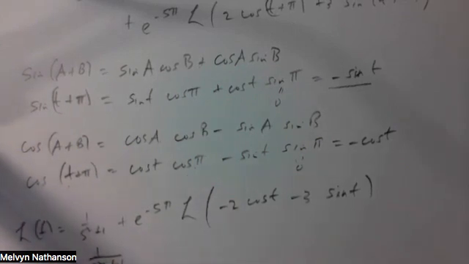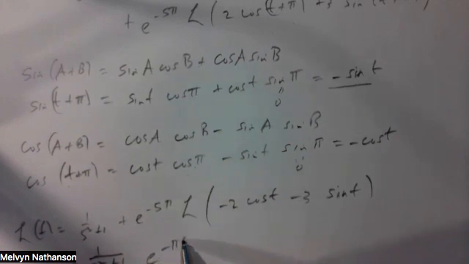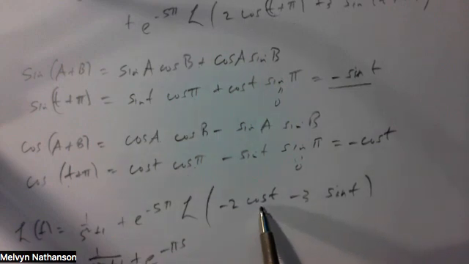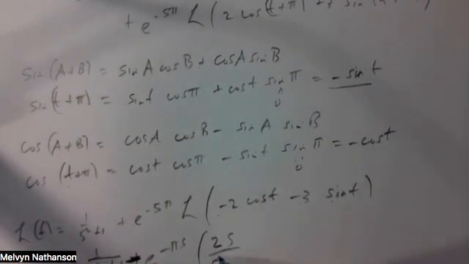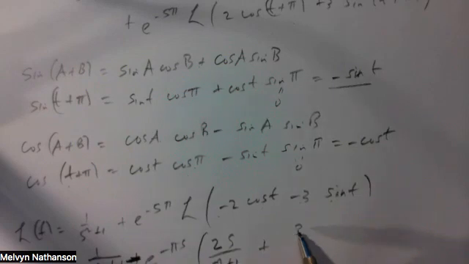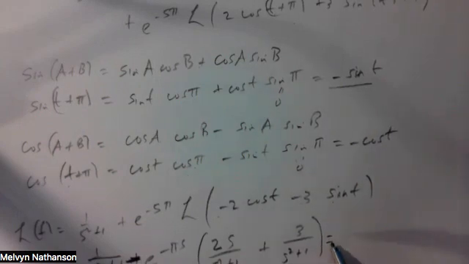Is 1 over s squared plus 1, e to the minus, I'll write it pi s, the Laplace transform of the cosine. We saw that a moment ago. I'll put a minus sign in front because I have minuses here, minus 2s over s squared plus 1 plus 3 times 1 over s squared plus 1.